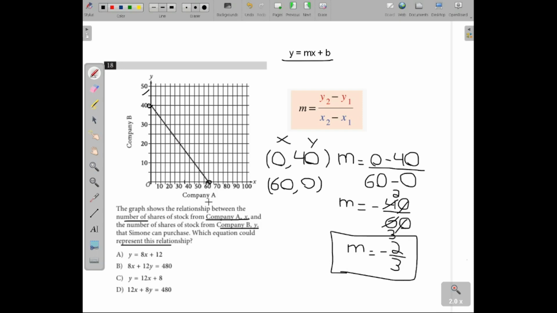That's our slope. Now, if we know that the slope is negative, we see that A has a positive slope and C has the same, a positive slope. So A and C cannot be our answers.